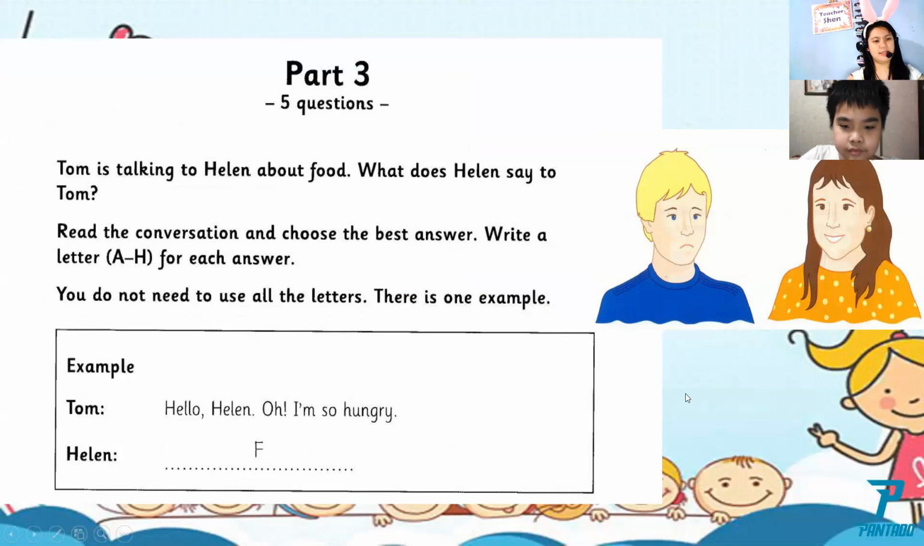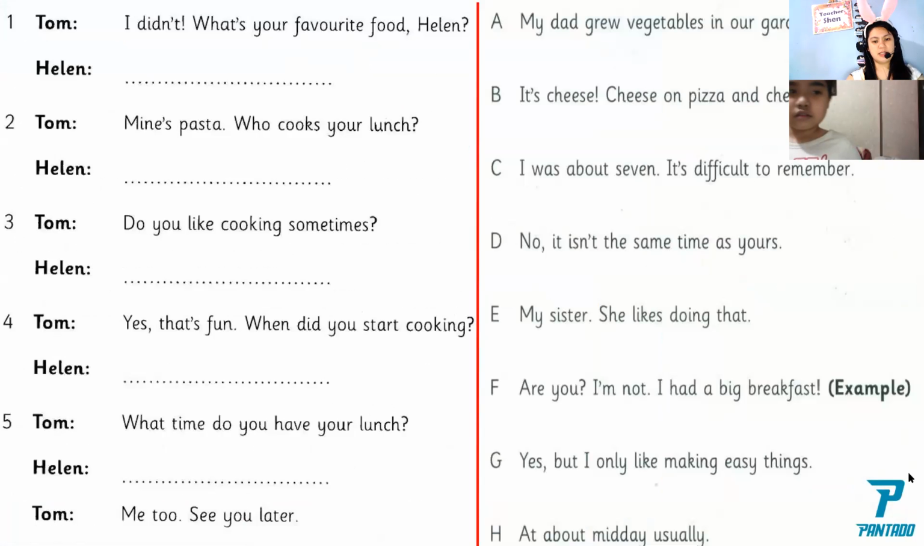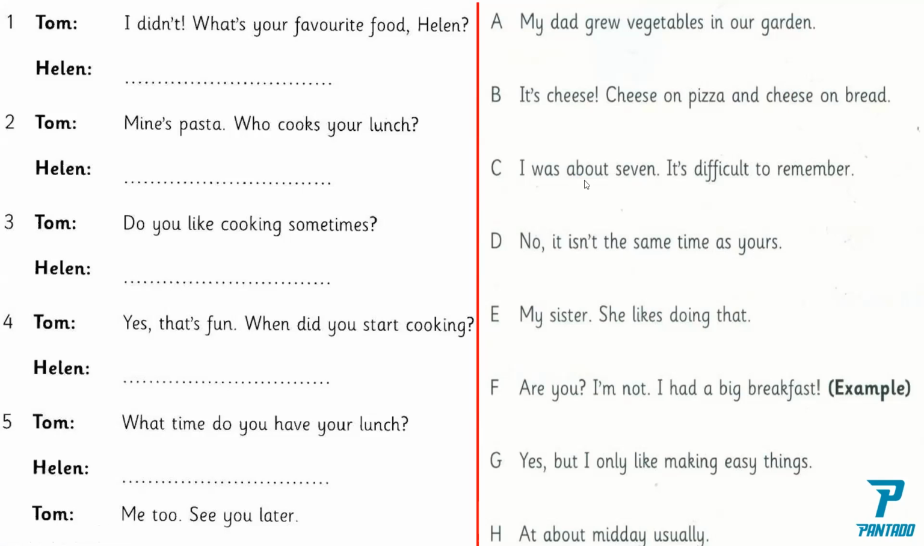Five questions. We will read the conversation and choose the best answer from letter A to letter H. Example. Hello, Helen. Oh, I'm so hungry. The letter H is at about midday usually. Oh, wait. I had a big breakfast. Okay. Let's try to answer this, okay? Are you ready? Yes, I'm ready. Question number one. What's your favorite food, Helen?